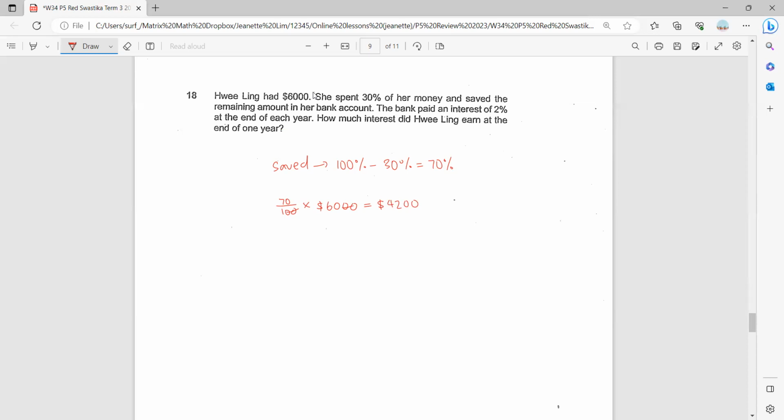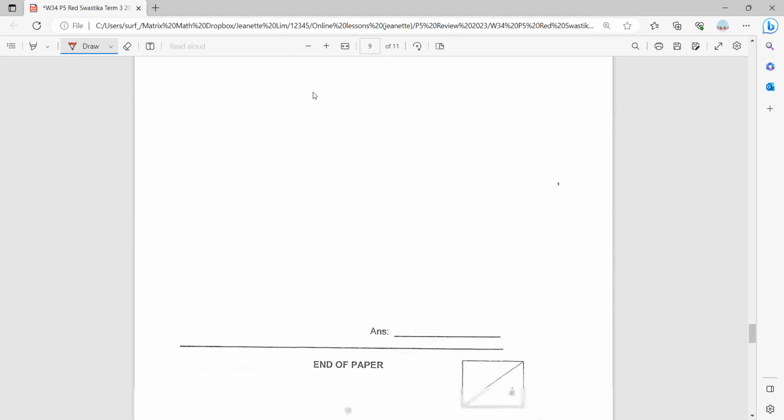Then this is the amount that she puts into the bank and the bank gives her an interest of 2%. So how much is the interest at the end of 1 year? So we are supposed to find 2% of this amount. So 2% is 2 over 100 of this amount, so times 4200. Okay, cancel, 2 times 42, this is 84. Okay, so that's the answer, $84.